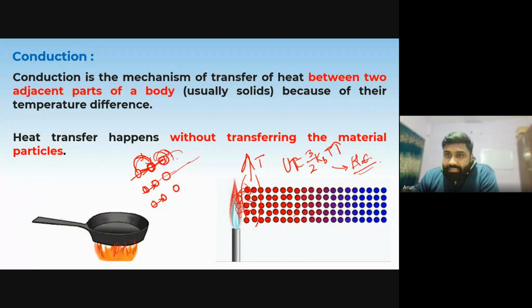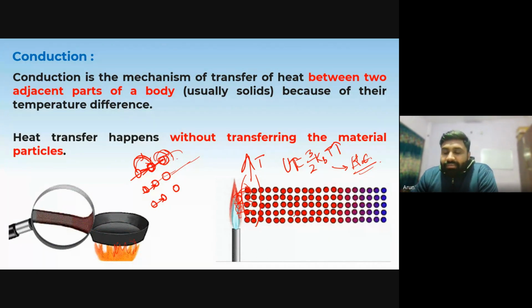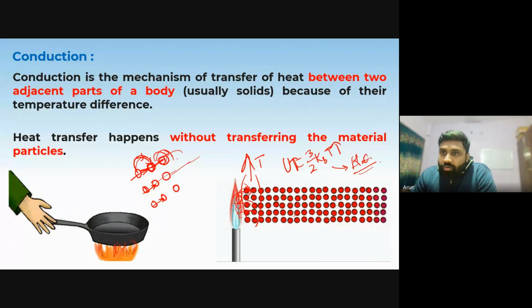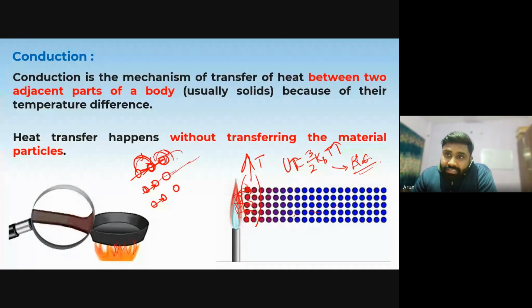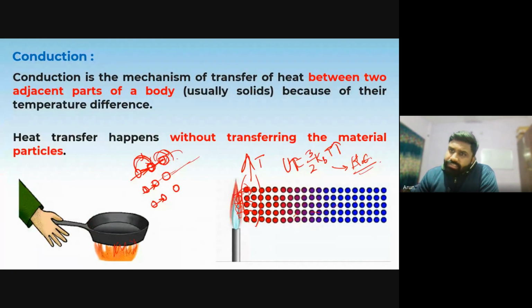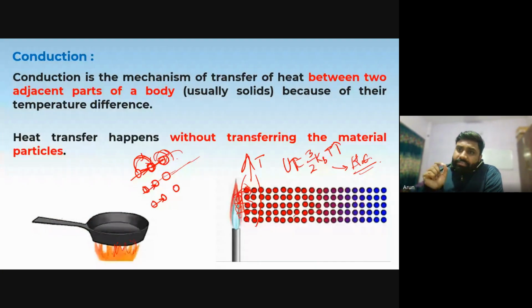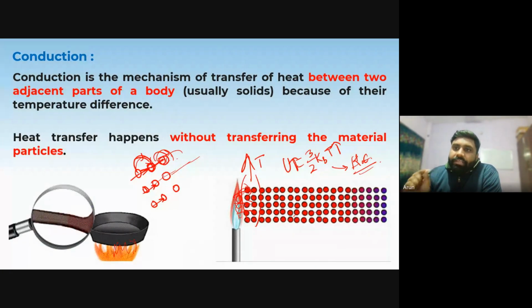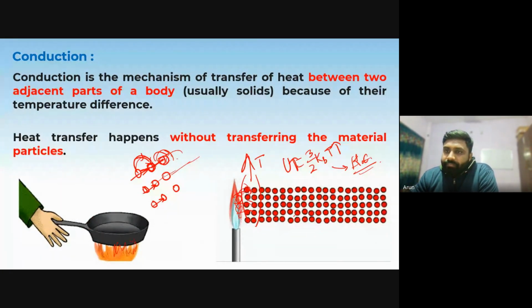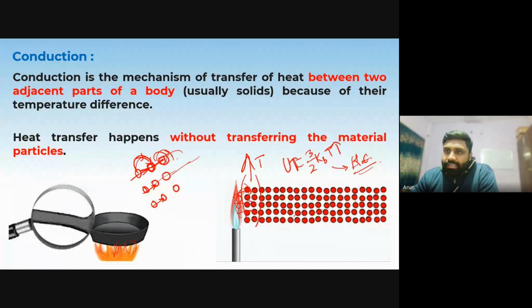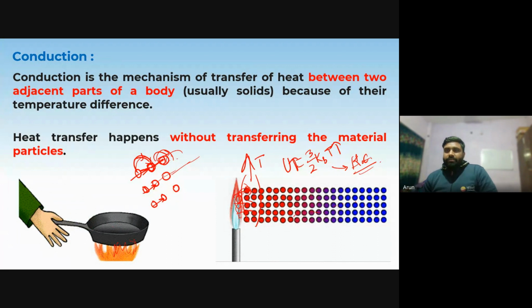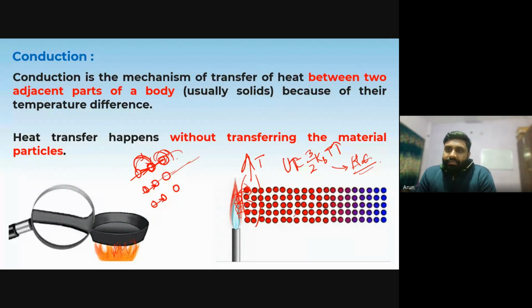Now, in this process, you need to remember one more thing: there is no mass transfer in this conduction process. The atom is there only, but it is only transferring the heat by vibration or by collision. It is there only. So the atom as a whole is not transferred to the other side.